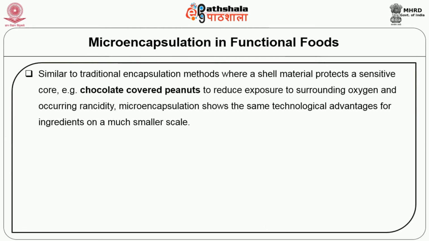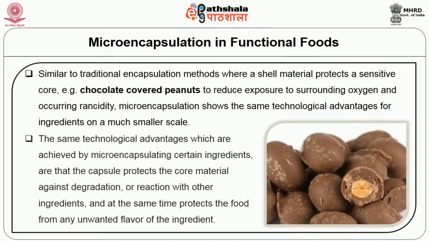Similar to traditional encapsulation methods, where a shell material protects a sensitive core, for example in a chocolate covered peanut, to reduce exposure to surrounding oxygen and occurring rancidity, microencapsulation shows the same technological advantages for ingredients on a much smaller scale. Also here, the same technological advantages which are achieved by microencapsulating certain ingredients are that the capsule protects the core material against degradation or reaction with other ingredients, and at the same time protects the food from any unwanted flavor of the ingredient.